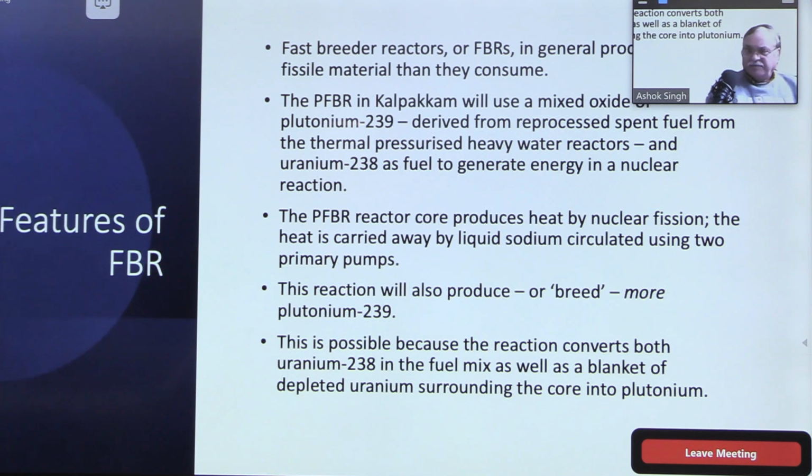Now what is it doing? See, the general idea of, now look at the technological part. Fast breeder reactors. The basic idea of fast breeder reactors is they in general produce more fissile material than they consume. Fissile means material that can undergo nuclear fission. So you can say in a way that they are producing more fuel than they use. But the technical term is fissile material. Need to understand how that happens and why that is important.